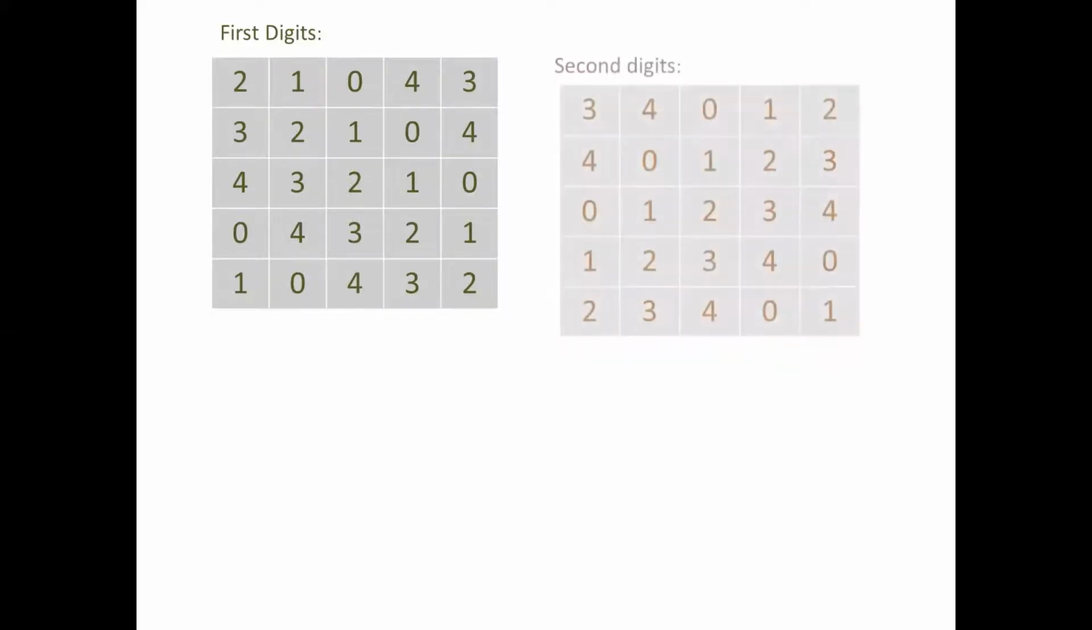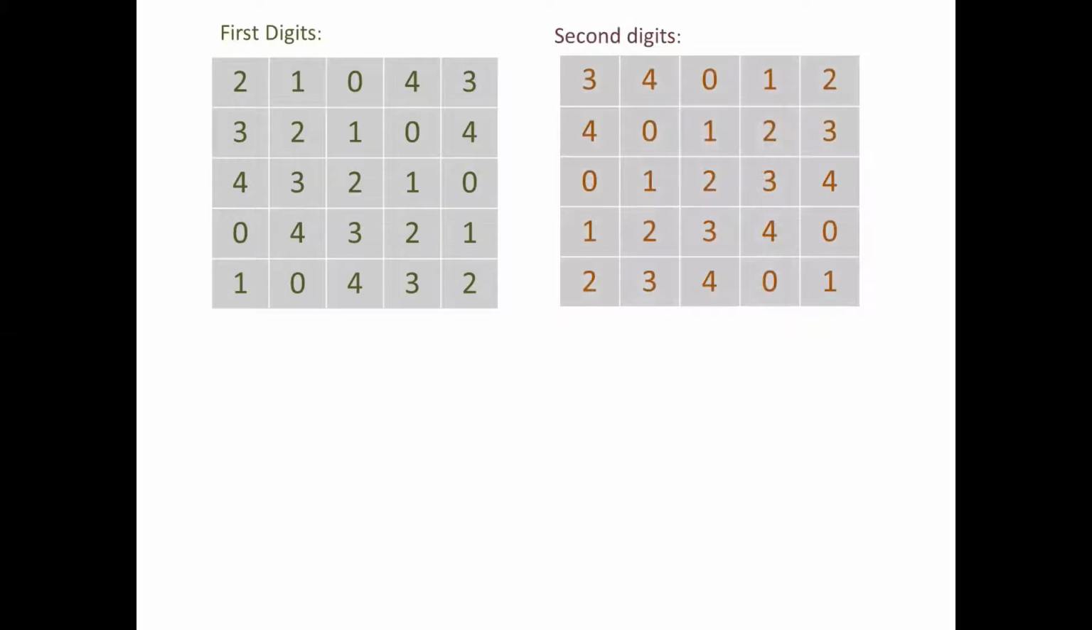If you look at the second digit table, they have the same property. For the first row, 3, 4, 0, 1, 2. The second row, 4, 0, 1, 2, 3, and so on. The rows, the columns also have the same property. Let's summarize.